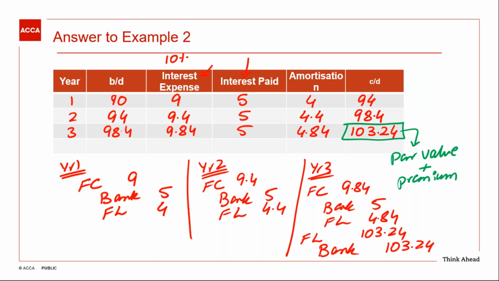Tamina is asking how do you get from 90 to 94? Tamina, the value of the carried down means brought down plus the value of amortization. So the brought down was 90 and the amortization was 4. So we have got 90 plus 4 equals 94. And how have we got 4? 4 is the amount of the interest expense minus the amount of the interest paid. So 9 minus 5 is equal to 4, and 90 plus 4 is equal to 94. Tamina, getting the point?